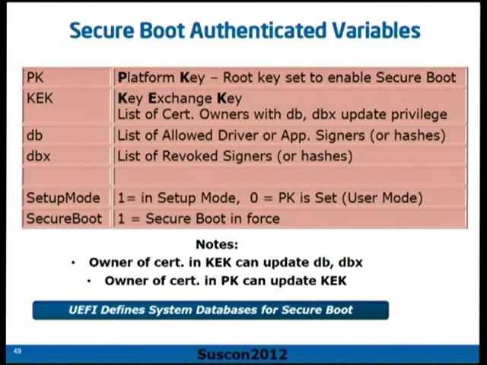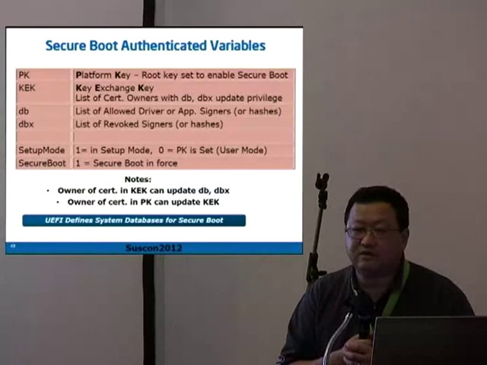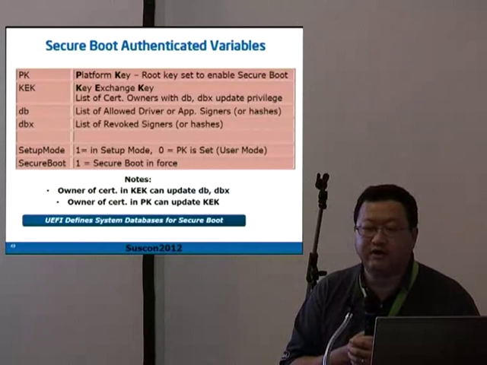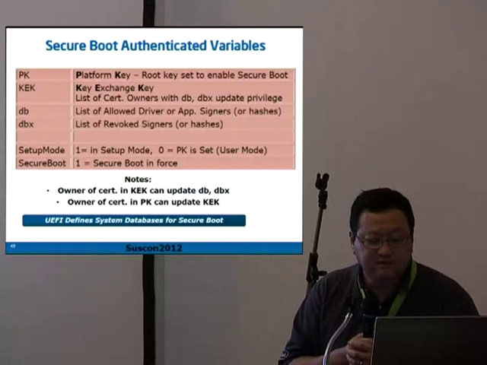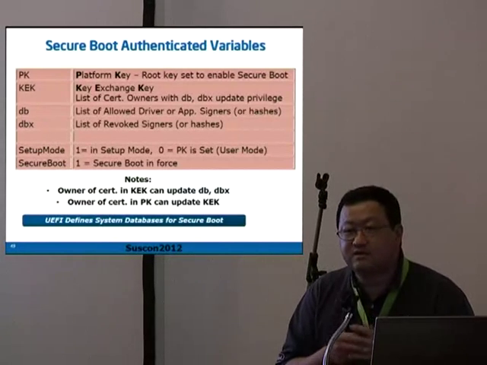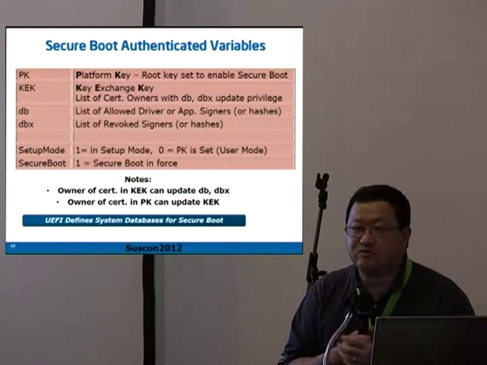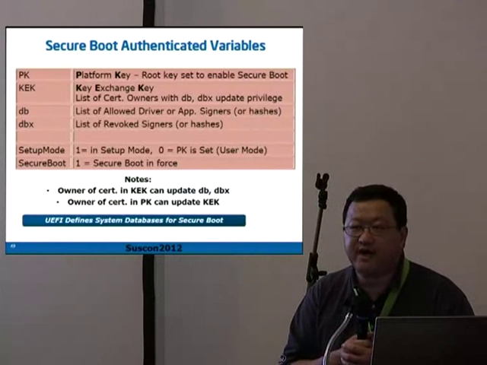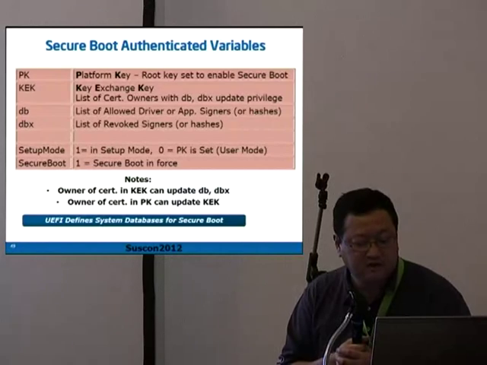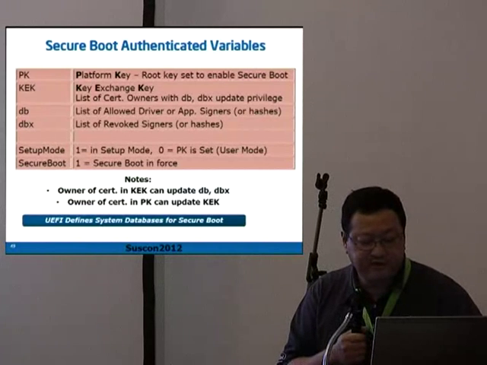Then DBX is a list of revoked signers. So in the future, if there's some malware out there and somehow the DB has been used to sign an image that is malware or has been identified to have a weakness or a hole in it, then the DBX is a list of signers, or it could be a key or signed hash images of things that are known to be bad or evil, basically, or malware. So we have a good list and a bad list, DB and DBX.